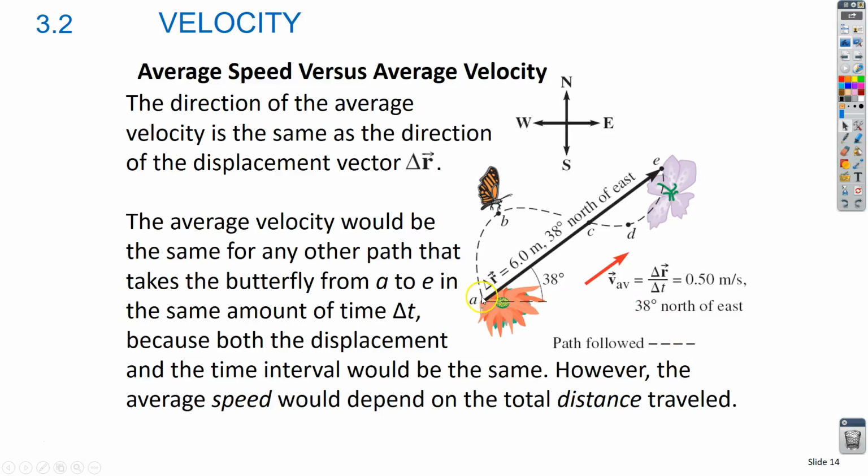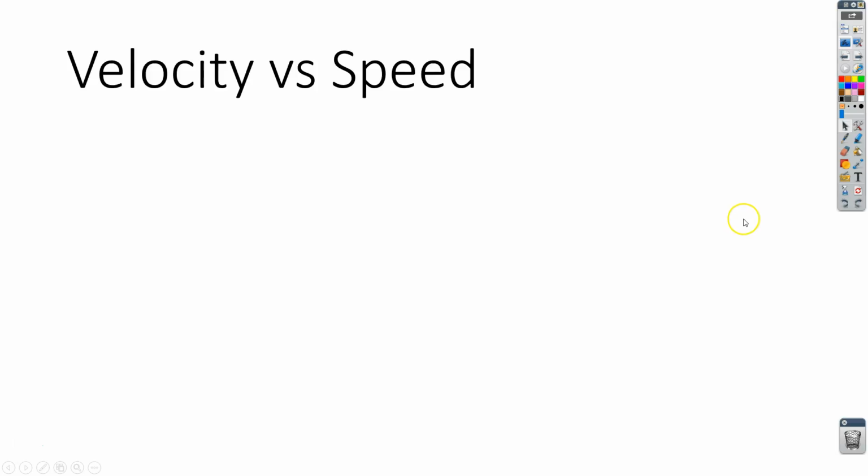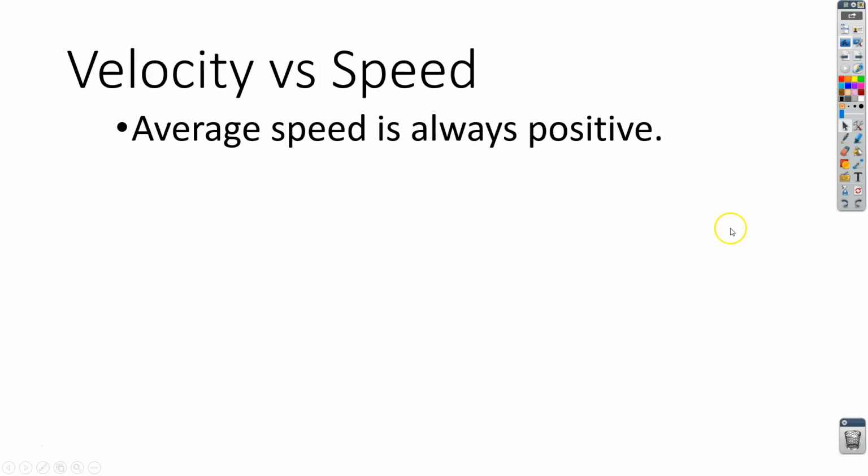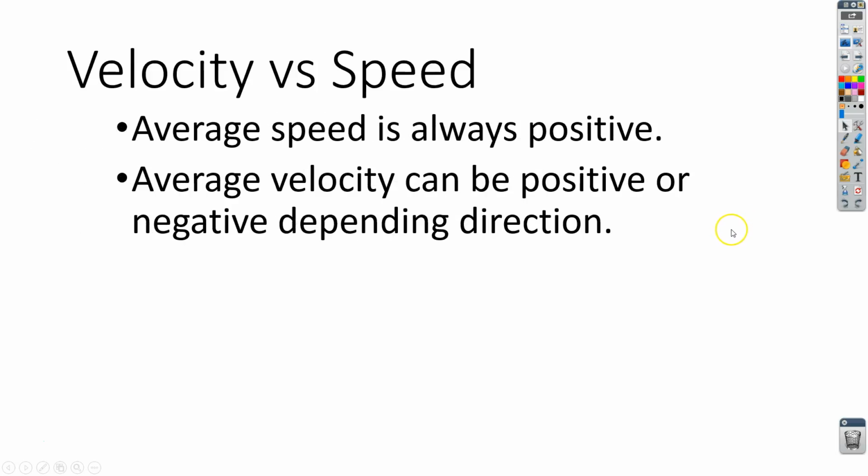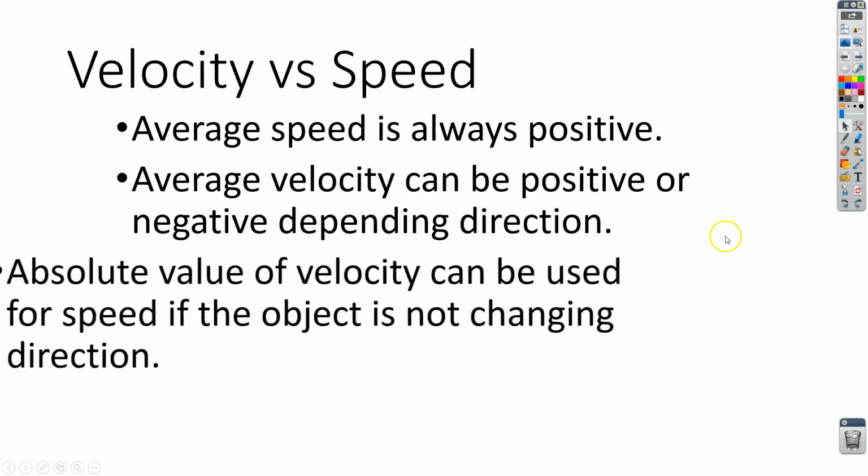And we would do average speed based on that distance. But if I wanted average velocity, I would just start at A and go a straight line path all the way over to E. So here our average velocity would be 0.5 meters per second, and our average speed would actually be less than that. Just a little bit more about average speed. Average speed is always positive. Average velocity can either be positive or negative.